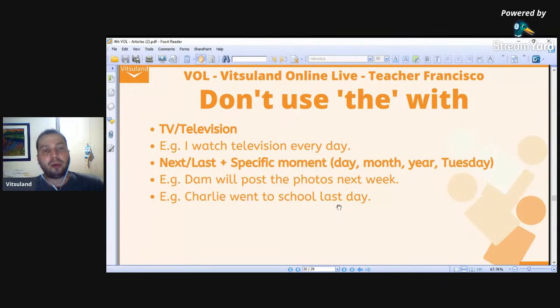So we have here some examples. Dan will post the photos next week. Just take a look at this sentence. Dan will post the photos, because we're specifying which photos these are. I am saying that there are these and these and these photos. Okay, next week. I'm not saying "the next week." No, next week. I'm going to do it next week, or next day, next year. I'm not using "the" in this case.